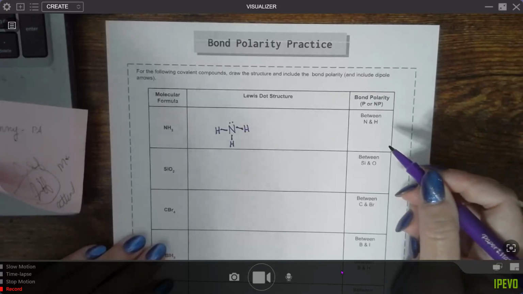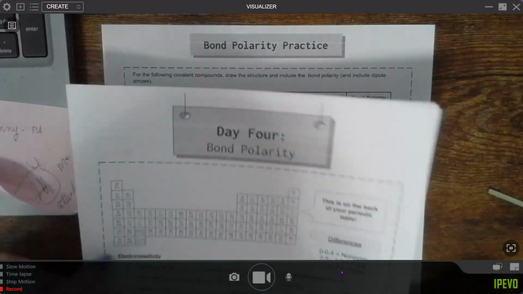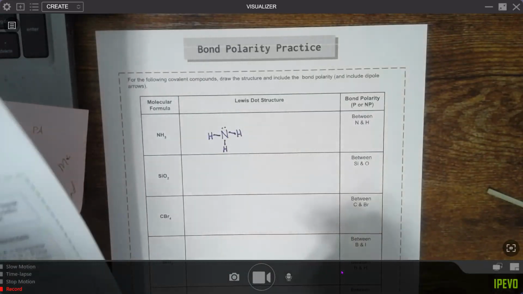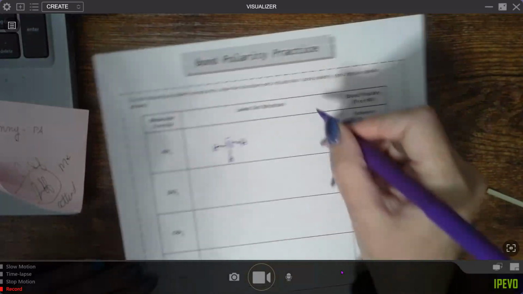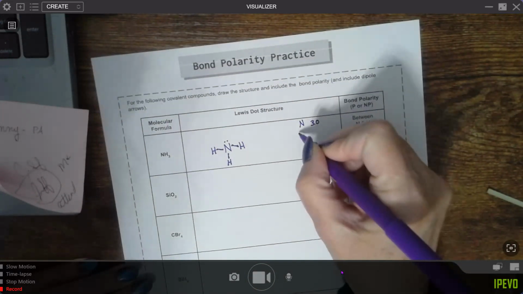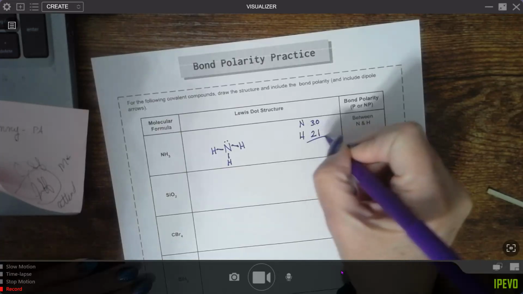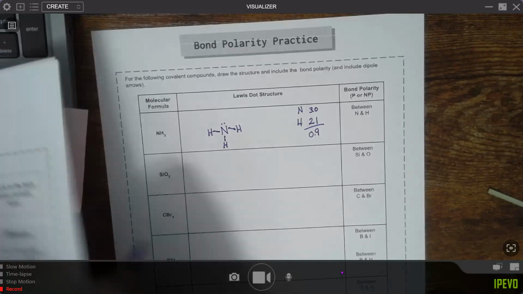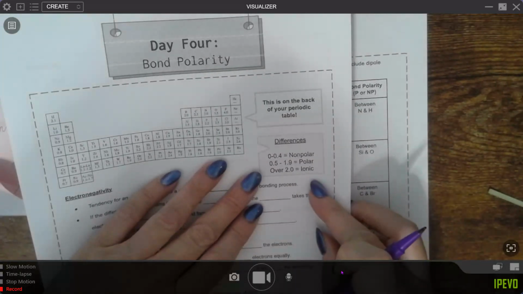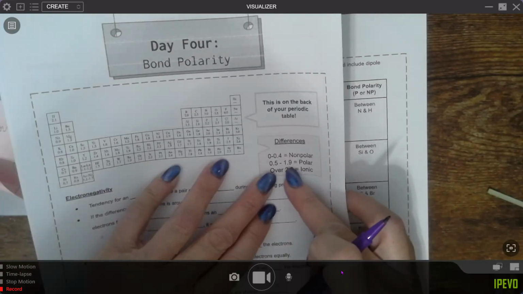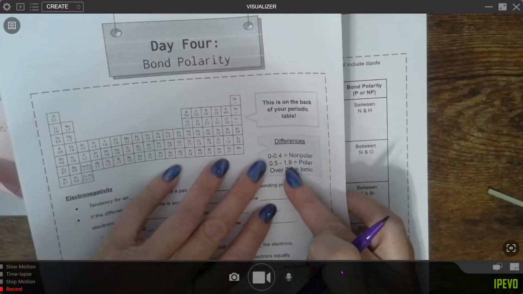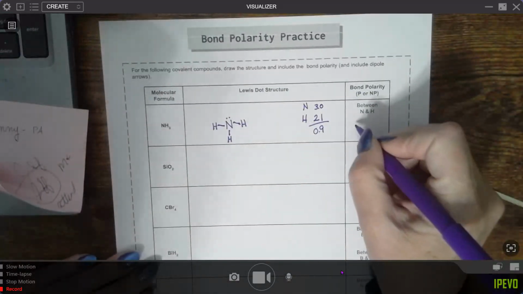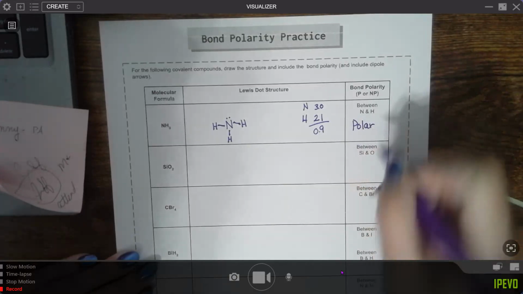All right, now if you look at your electronegativity table, nitrogen is 3.0, and hydrogen is 2.1 on the electronegativity chart. So that's a difference of 0.9. So remember, here are our values: from 0.5 to 1.9, and then from 0 to 0.4. So this first bond at 0.9 would be a polar bond. All right.